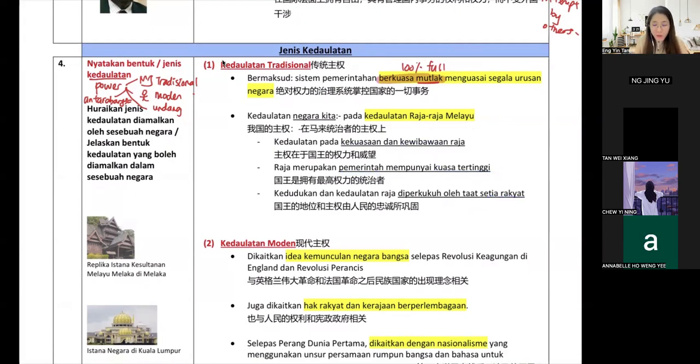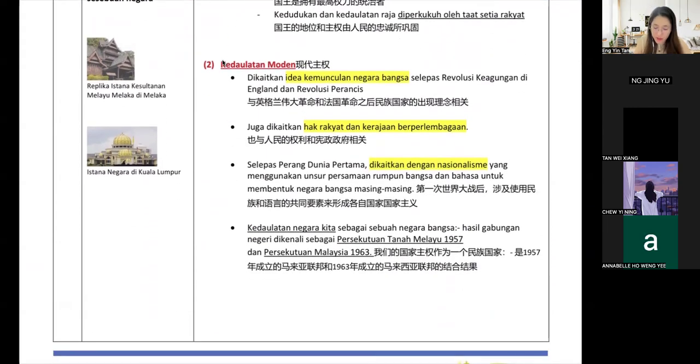Easy, right? So you need to remember this keyword for me. Kuasa kedaulatan traditional is referring to the king. The king has the full power, berkuasa mutlak untuk menguasai segala urusan negara. Control every single thing in the country. Then the next one over here, modern. I told you, modern is something related to the citizen. So you need to explain a little bit of nationalism here. You need to tell me that the citizens, the people, start to become aware and have this idea, kemunculan negara bangsa. The country, the people.